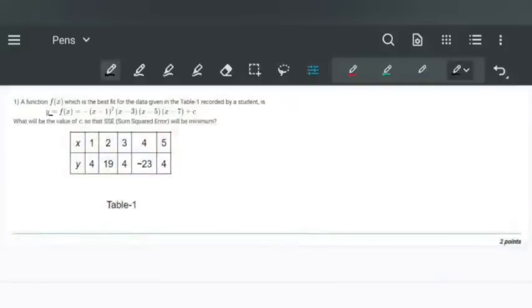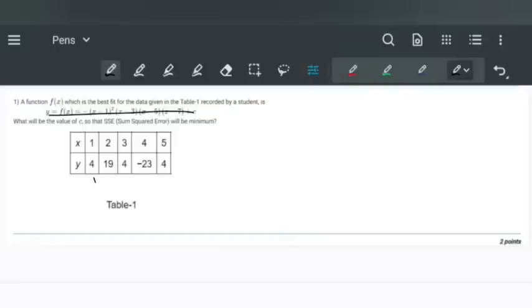So hello everyone, in this video we are going to start mathematics graded assignment 4. First question: a function f of x which is best fit for the data given in the table recorded by a student is given. What will be the value of c so that SSE, the sum square error, will be minimum? So what is the value of the sum square error?